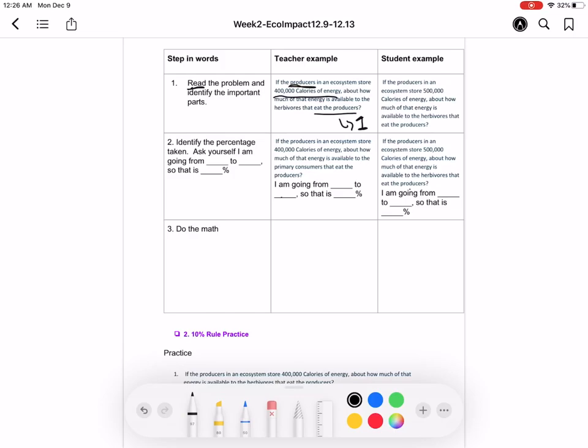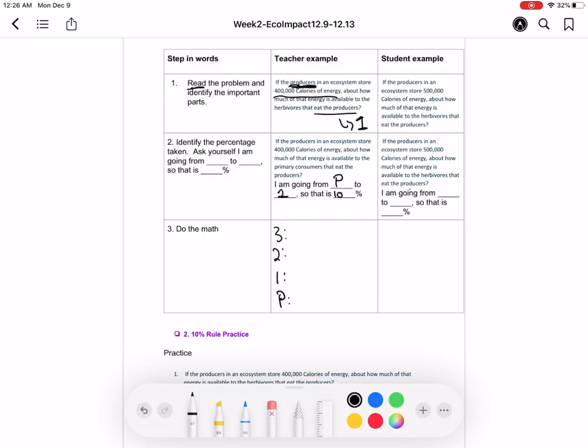My second step was I'm identifying the percentage taken. I'm identifying like what trophic level I'm starting with and ending with. So I'm going from a producer, I knew that from what I underlined, and I'm going to a primary consumer. That is only one level, so that means that I'm only taking 10%. Okay? The way that I like to set these problems up for step 3, do the math, is I like to kind of just write each level. So I have a producer, primary, second, tertiary. If it goes up further than that, then I can always identify it.